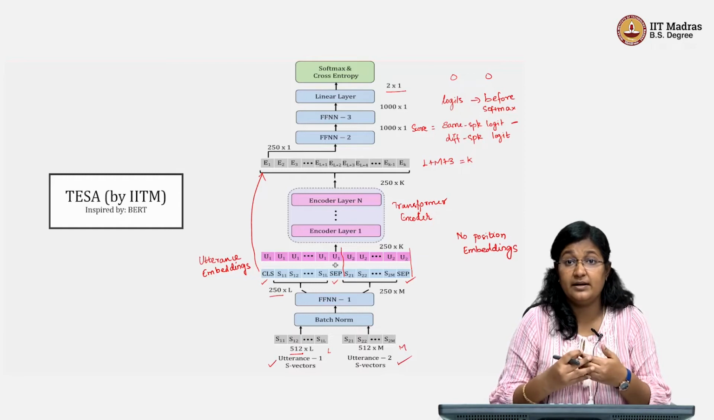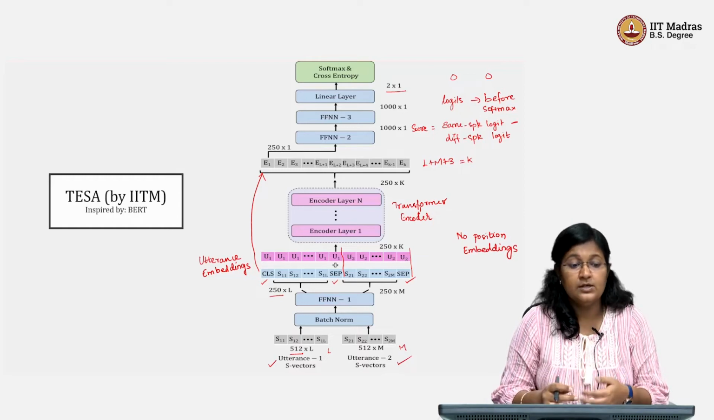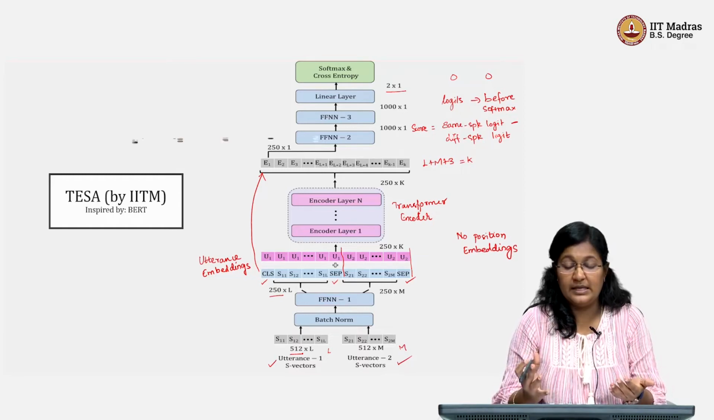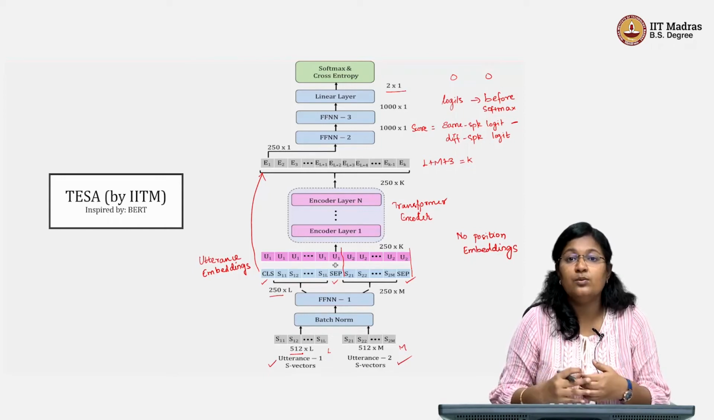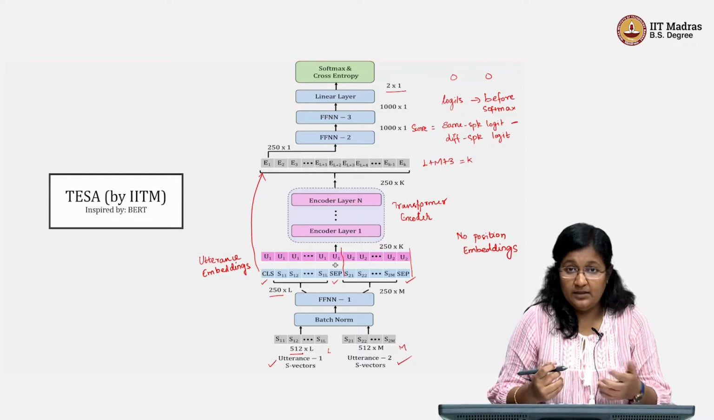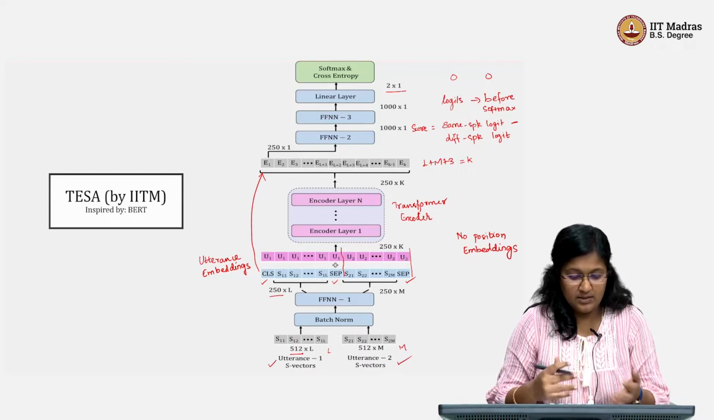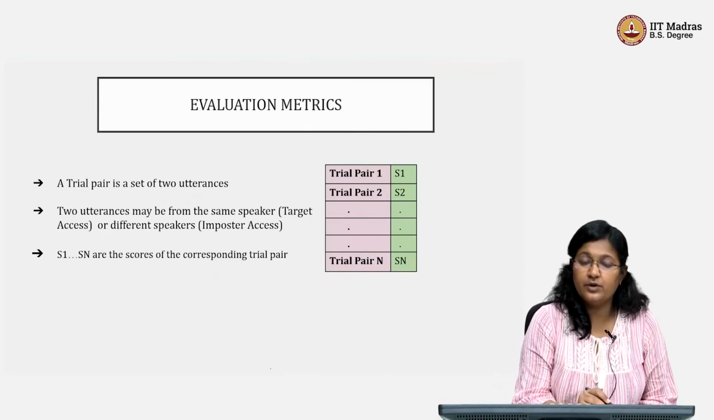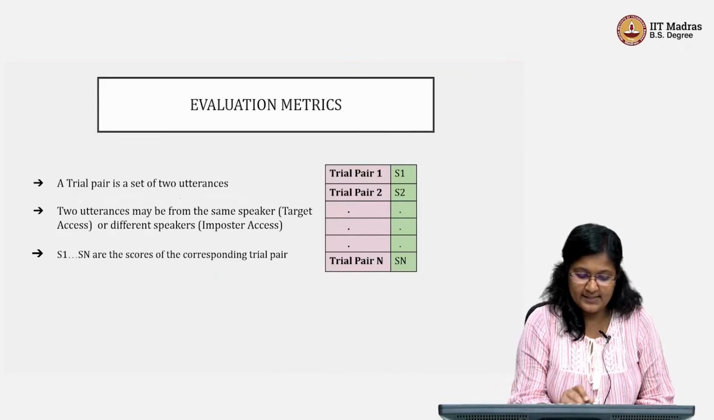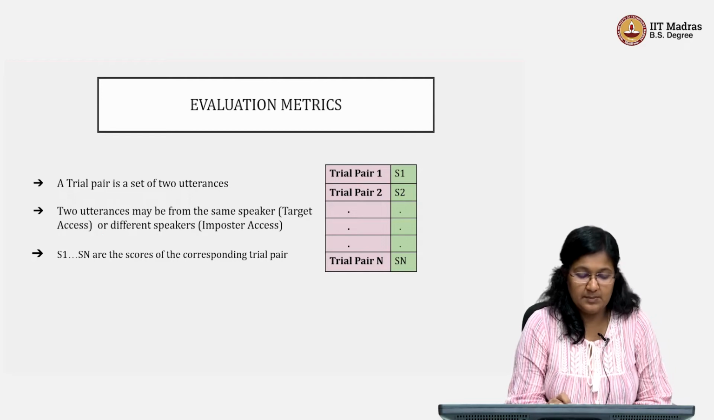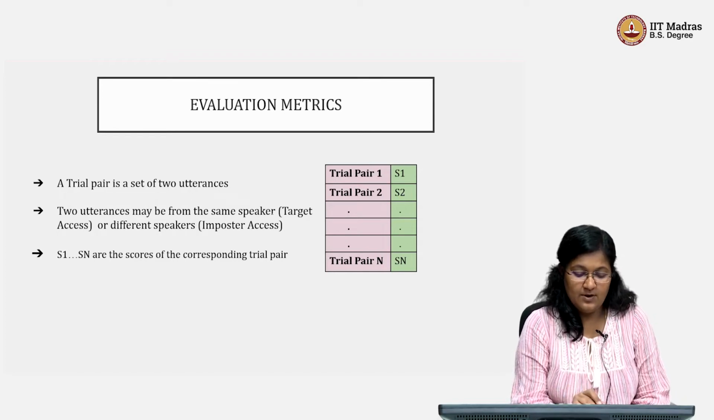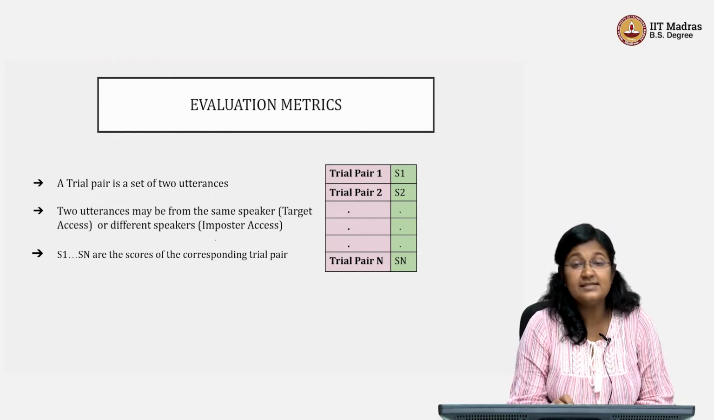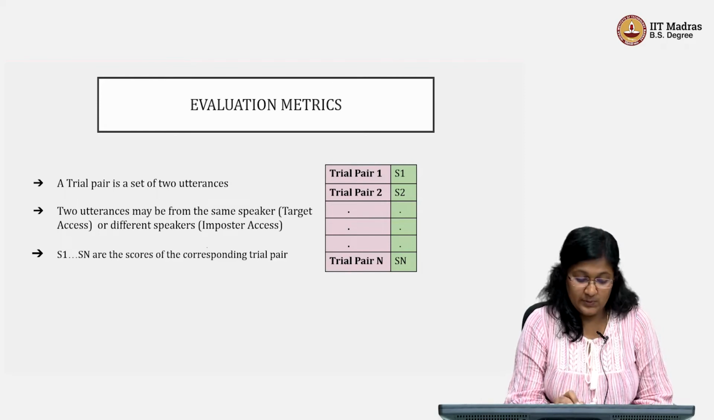Some evaluation metrics have to be there, right, to say that model A is better than model B. So we will discuss how the evaluation metrics work in the next set of slides. As mentioned before, a trial pair is a set of two utterances. These two utterances may be from the same speaker, we call it target access, or from different speakers, we call it imposter access.